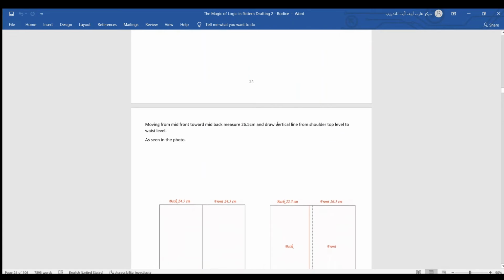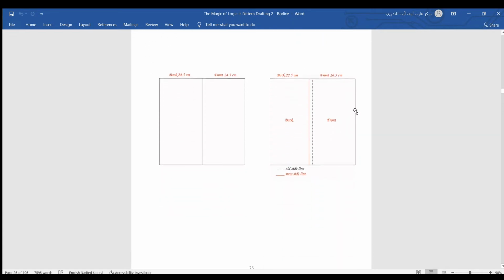I will show you here in my book. You can also refer to my book. See, the dotted line is the old one, which divides the border into half. But the red one is the true one, where the front measures 26.5 and the back 22.5. So this way is wrong. You should never use this way where the front and the back are equal. You have to go for this way. That's why you always have to take the front bust width.